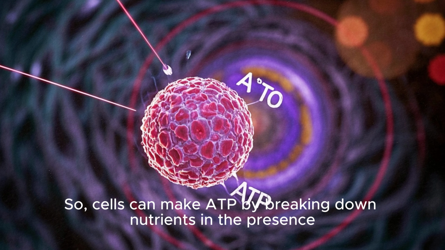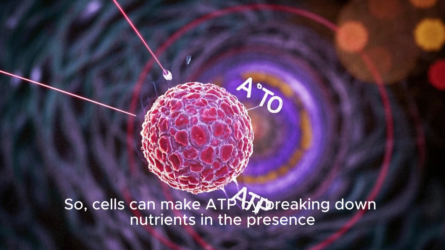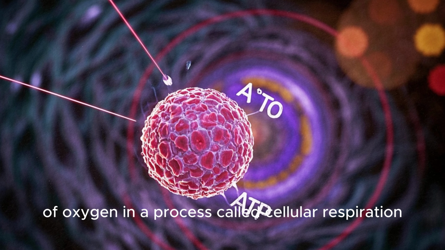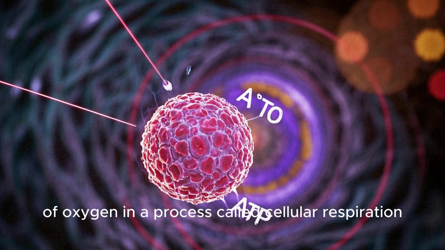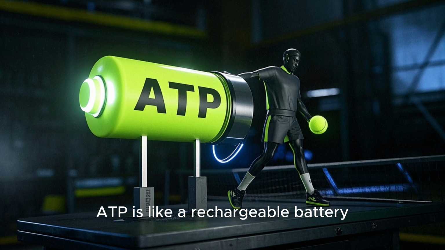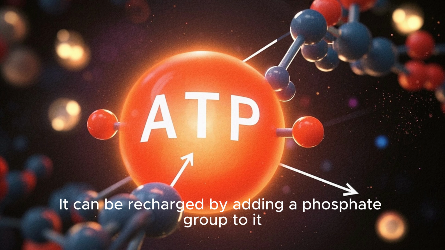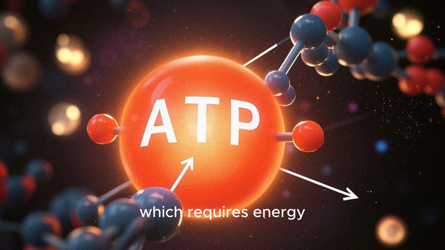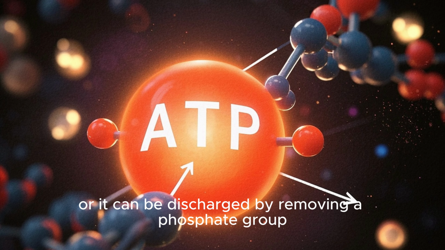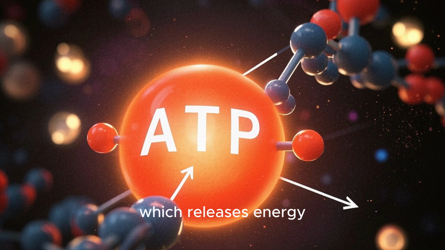So cells can make ATP by breaking down nutrients in the presence of oxygen in a process called cellular respiration. ATP is like a rechargeable battery, right? It can be recharged by adding a phosphate group to it, which requires energy, or it can be discharged by removing a phosphate group, which releases energy.